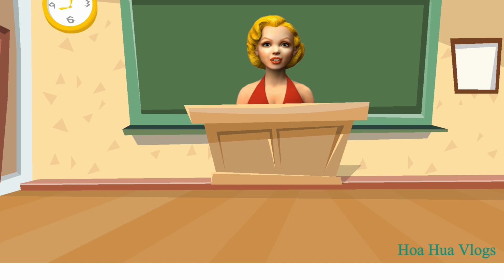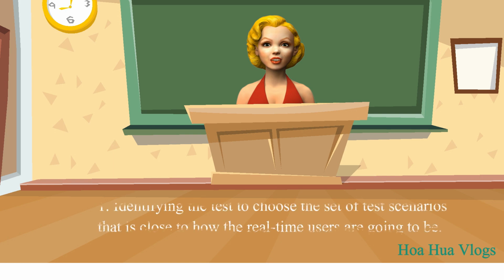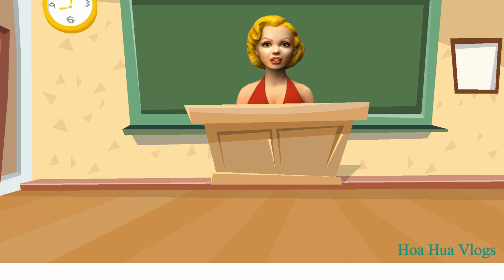The structured usability testing process contains the following steps. Step number 1, identifying the tests to perform the usability test. It helps to choose the set of test scenarios that is close to how the real-time users are going to be. Step number 2, designing the tests that the users are going to perform on the application.